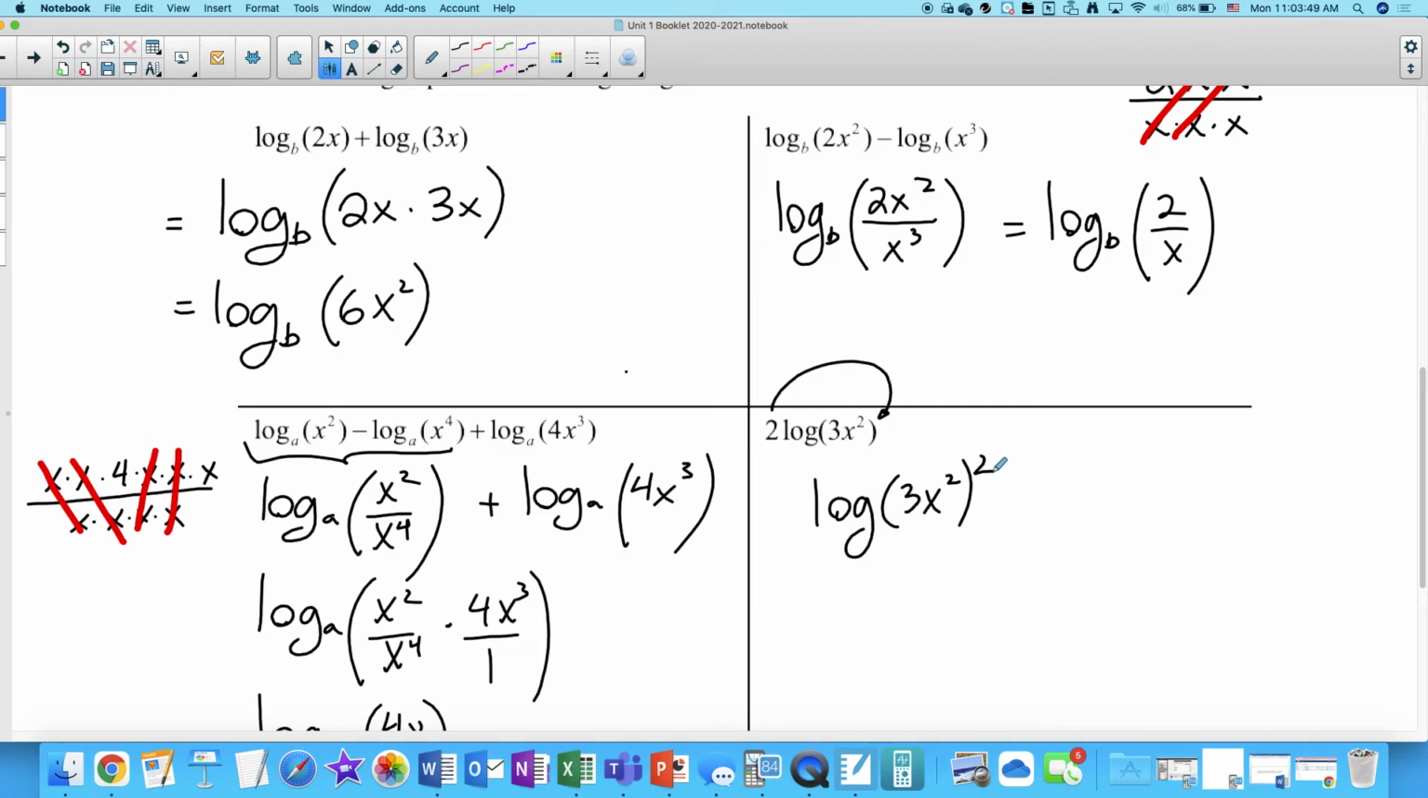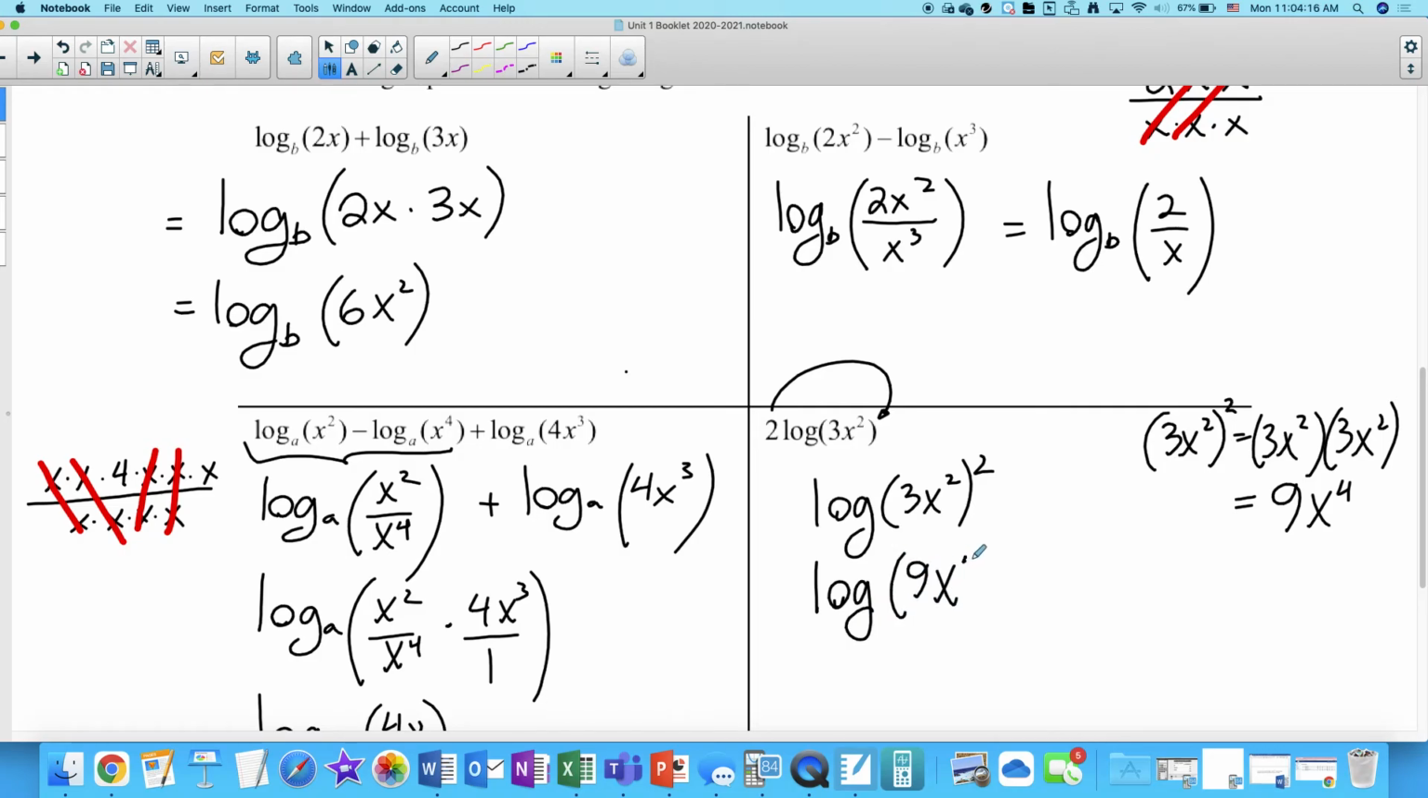And that's wrong, because 3x squared is 3x squared times 3x squared. That 3 also needs to be squared. So altogether, you're going to have actually 9x to the 4. Okay, so this becomes the log of 9x to the 4. All right, so far so good?